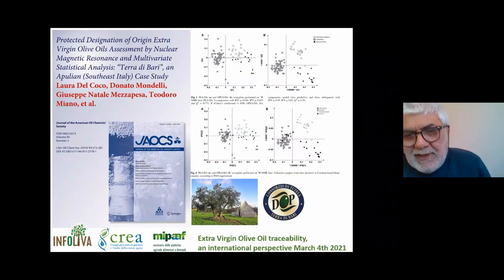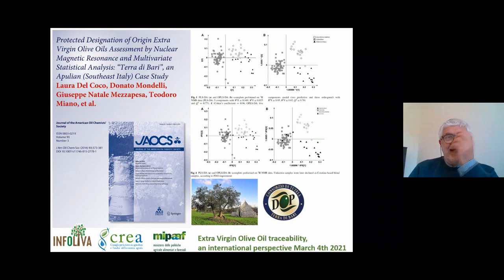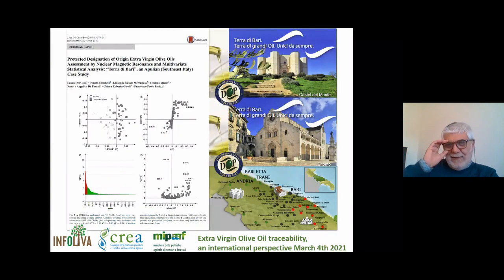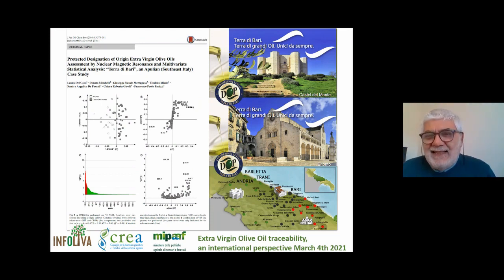We also dealt with PDO and PGI oils. In this case, we demonstrated that Terra di Bari, a commercial sample, could be checked not only on the basis of the written story of the oil, but also by some scientific application of the databases. And we were also interested in minor differences. For example, if you use a genomic approach, you will see that the Coratina is the same not only in Apulia but also somewhere very far away from Apulia.